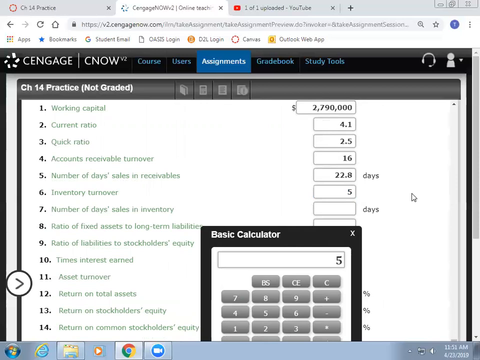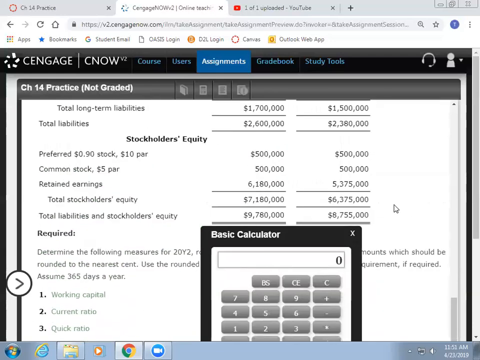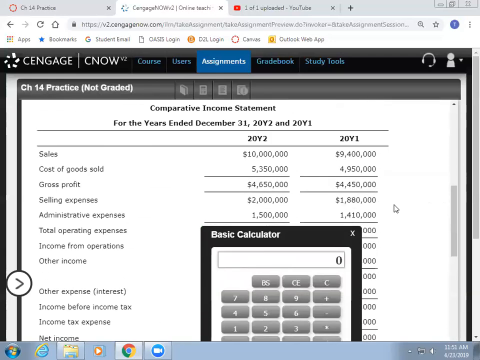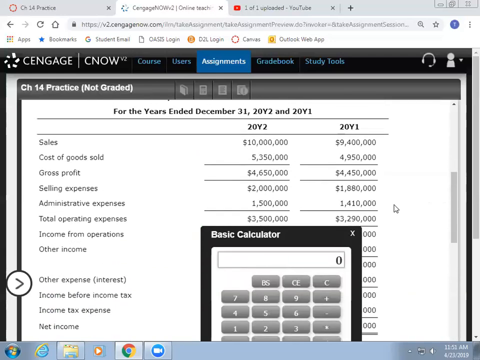There. We also want to do number of days sales in inventory. So what that tells us is how long on average is something sitting in inventory before it gets sold. Okay, so for that formula, we are going to take our average inventory, which we've calculated, divided by our average daily cost of goods sold. So just like our average daily sales, to get that, we're going to take our cost of goods sold divided by 365.